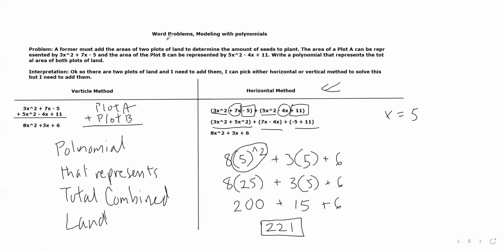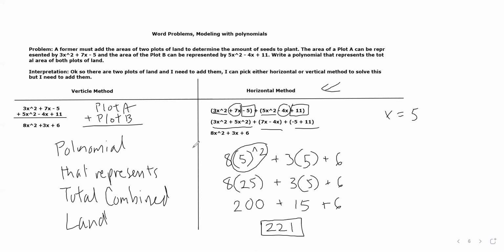Now what this could mean, I don't know. Maybe if X represents 5 feet, then he owns 221 feet of land. If 5 is miles, then he owns 221 miles of land, right? It all just kind of depends. We don't know. But if they gave us a value for X, we need to plug in that value, right?